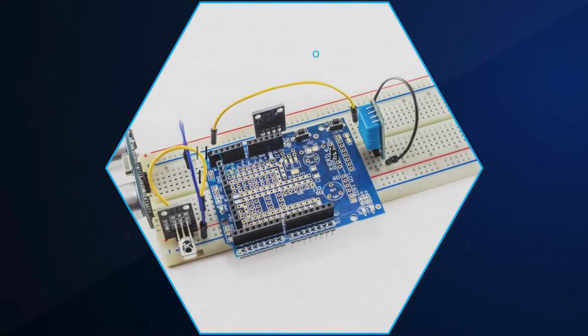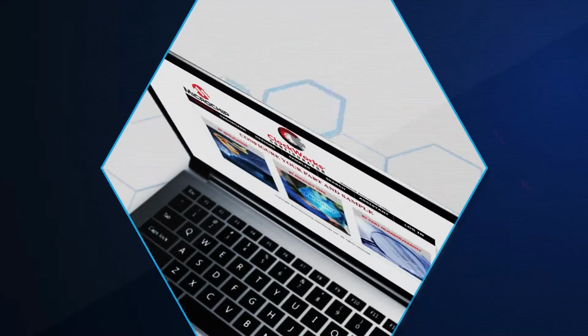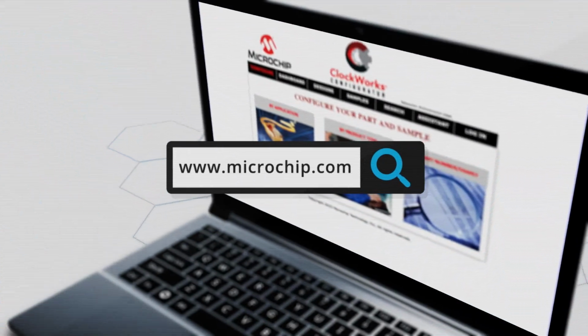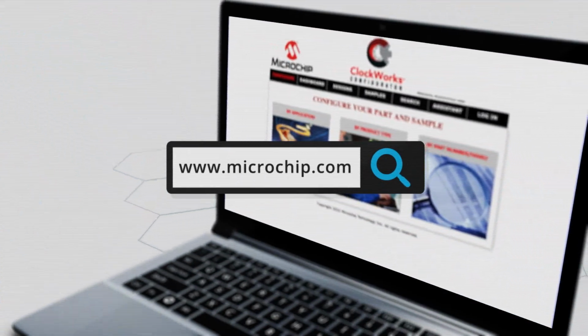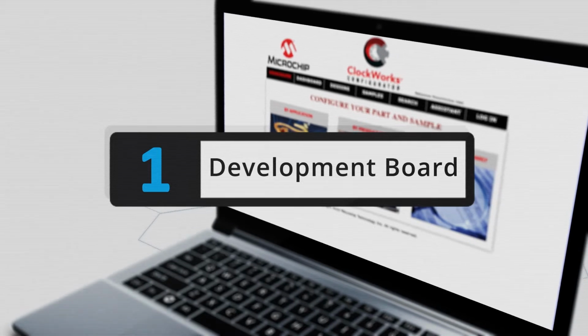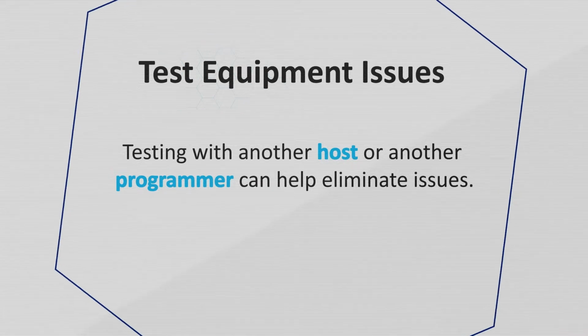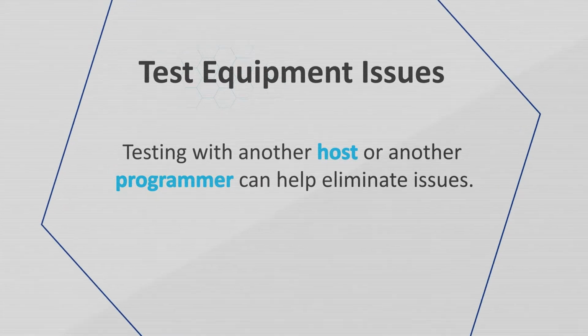If you need to use a new prototype board instead, use only the minimum connections required. You can find available development tools and evaluation boards on our website. We strongly recommend having at least one development board on hand for this express purpose to get you back to development more quickly. Many times, the problems are caused by test equipment. Testing with another host computer or using another programmer can help isolate issues caused by such equipment.